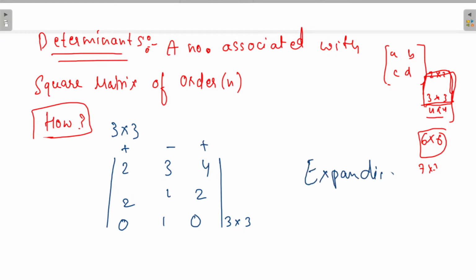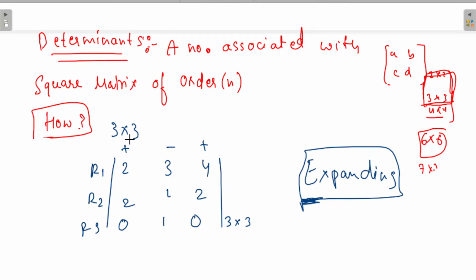If you know all these things, you can skip and go directly to the properties. But many students do not know these basics, so I am saying that you should go with the expanding rule. What does expanding mean? Everyone should remember this is R1, this is R2, this is R3. This is C1, this is C2, always remember this is C3.